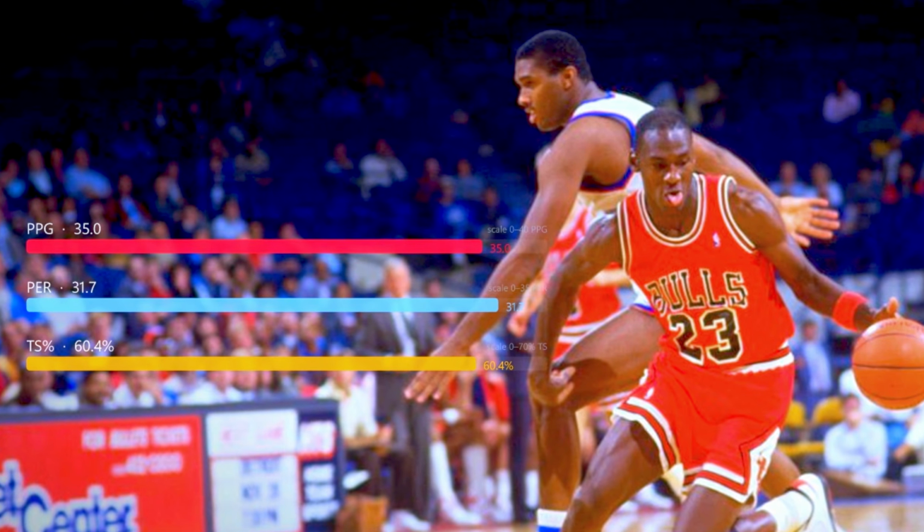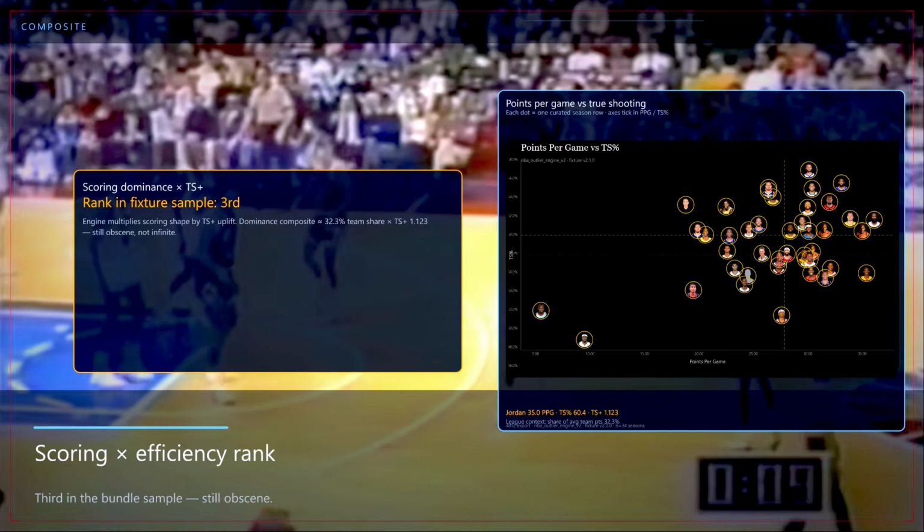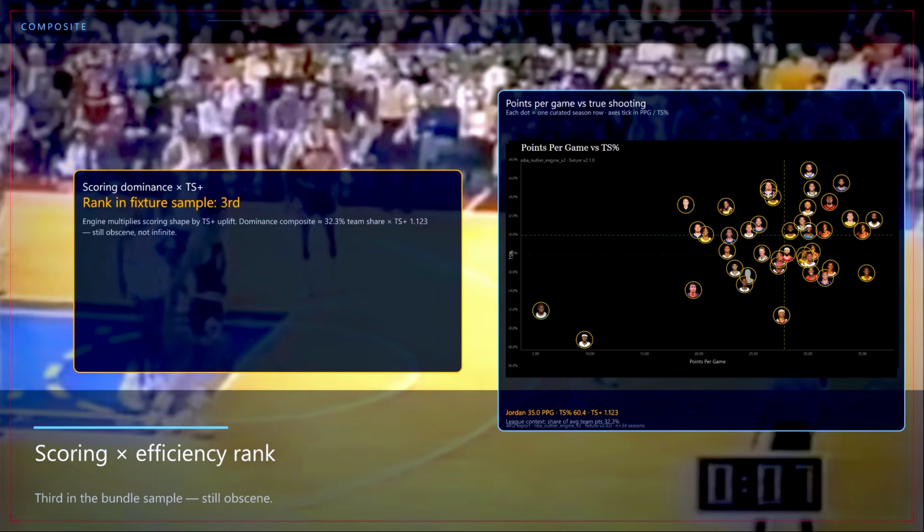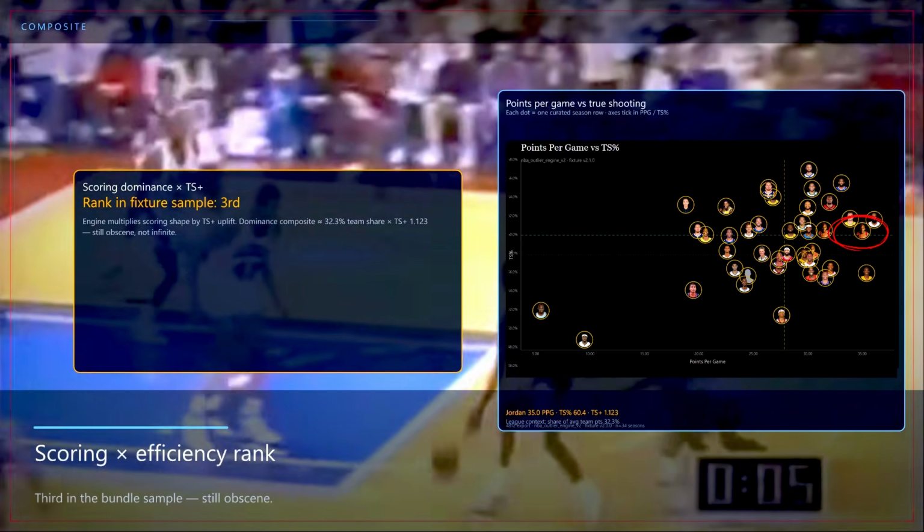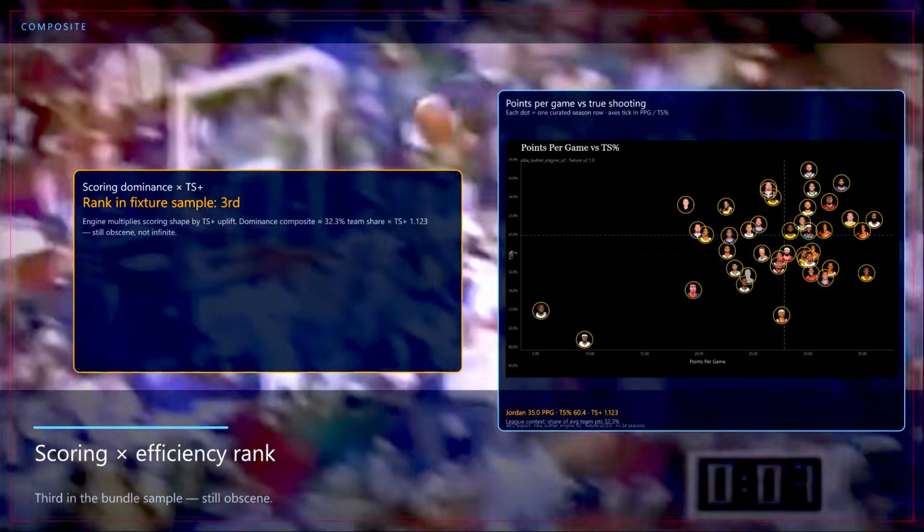The 4812 engine multiplies scoring shape by true shooting uplift to punish empty calories. And when you do that here, this record ranks third in the entire fixture sample on their constructed score. Not first, not some mythic infinity, but still completely obscene. That is the kind of sentence that advanced statistics allows you to say. It's precise, it's humble, and it proves MJ was still completely unfair to mere mortals.